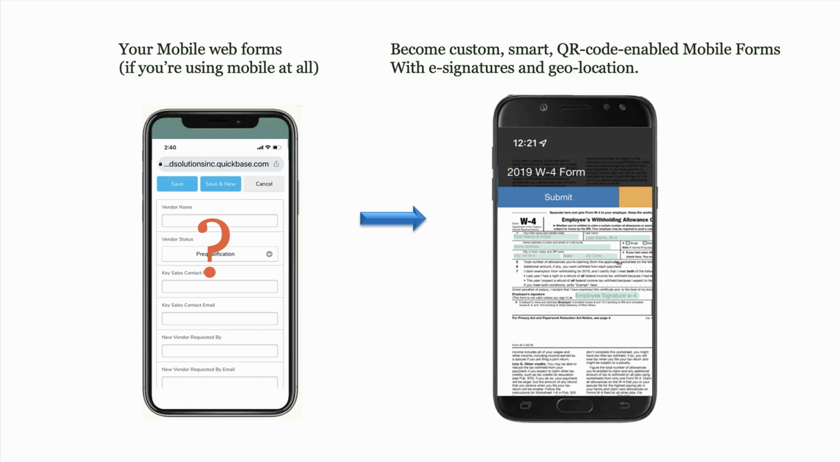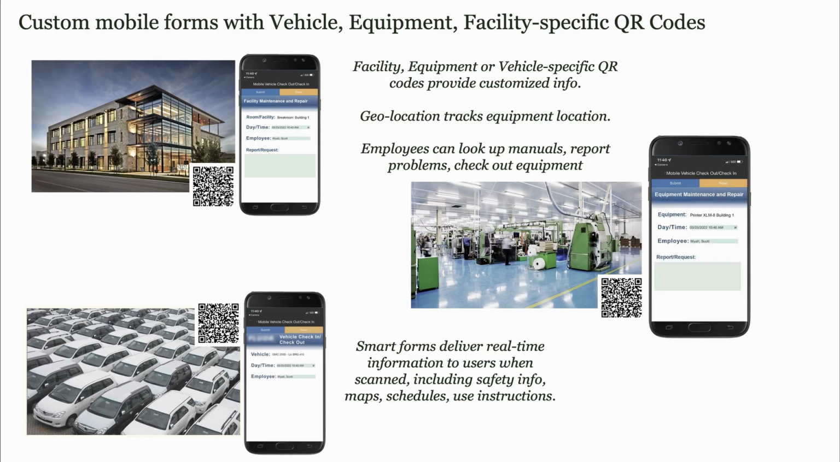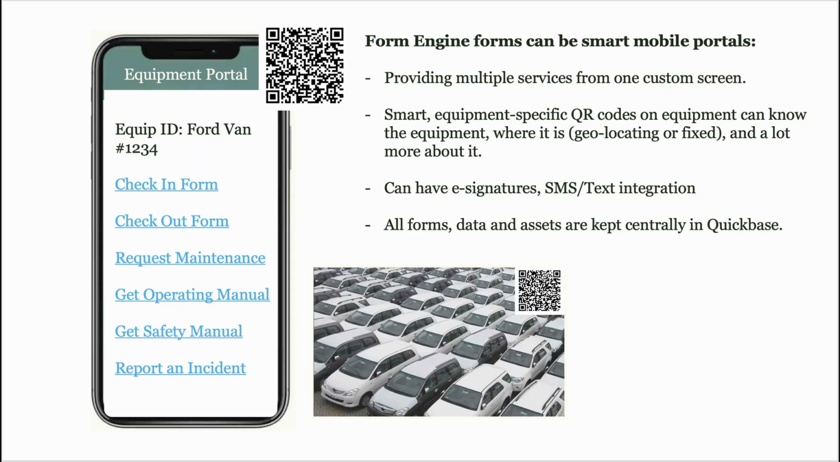Whether you're using mobile forms yet or not, Form Engine gives you the most advanced custom mobile forms with e-signatures and QR codes. The QR codes provide new mobile enablement, and ours can be encoded to be vehicle-specific, equipment, facility, or employee-specific with geolocation, so you can now easily mobile enable your company's assets. The QR codes can even render advanced custom mobile portals that can enable multiple functions to be done on company assets like these, all in your Quickbase.